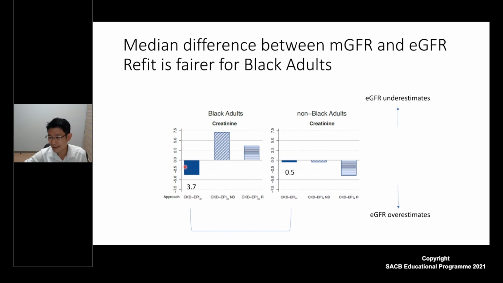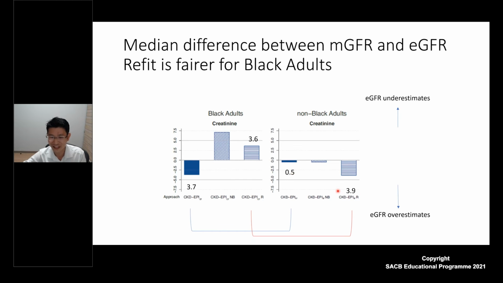Basically, the original CKD-EPI overestimates the median by 3.7 for blacks, and 0.5 for non-blacks. This is the refit. It underestimates by 2.6. Sometimes underestimation is actually a good thing, because it means people think your kidney problem is more serious than it is, so they give you earlier intervention. Whereas the new equation for the non-blacks actually overestimates.